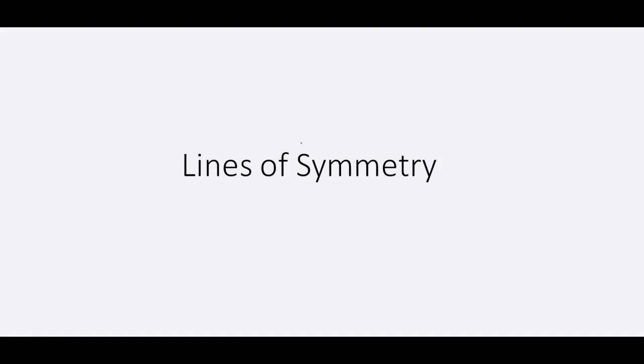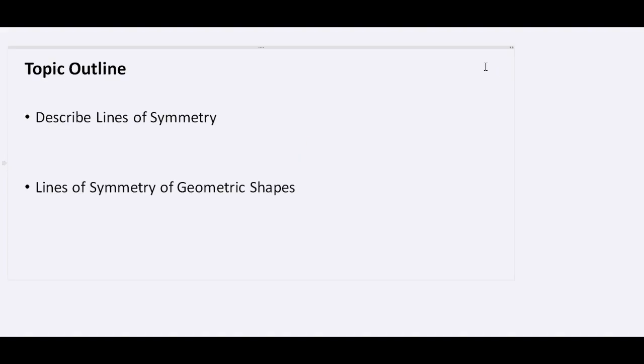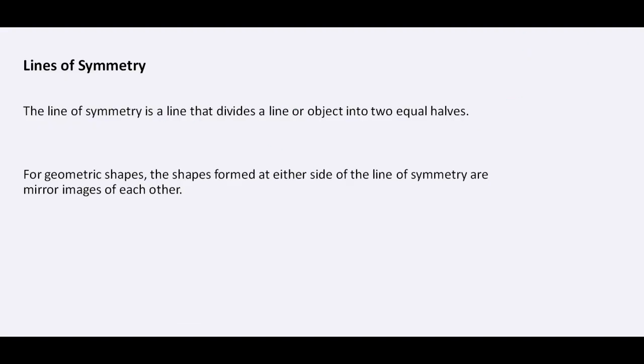Let us go ahead and study lines of symmetry. So we're going to describe what lines of symmetry are and also look at lines of symmetry of geometric shapes. A line of symmetry is a line that divides a line or object into two equal halves. So we're looking at two equal halves.